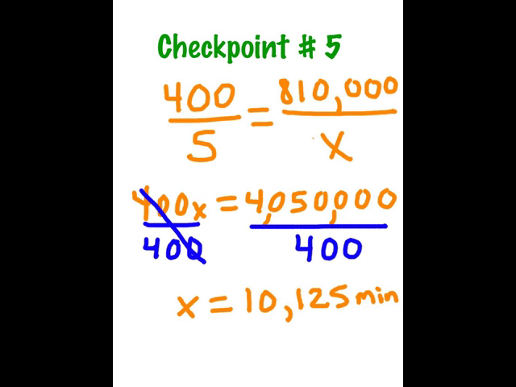In example number 5, or checkpoint number 5, I have to set up the proportion. In this example, I have the rate of 400 over 5 is equal to 810,000 over the amount of time. To solve this, I use cross products to get 400 times x equals 4,050,000. I divide both sides by 400 because of the property of equality, and I'm left with x is equal to 10,125 minutes.